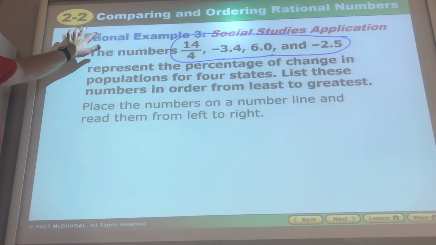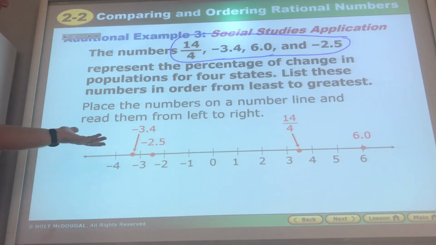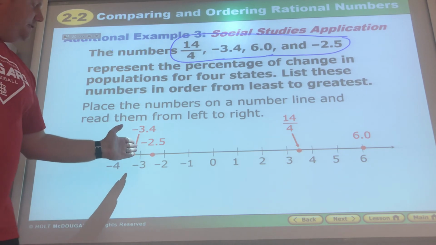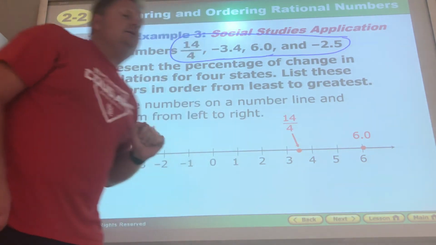All right? They like to place them on a number line. Maybe that will help you. All right? But I think you're smart enough to not have to do that. All right? Placed on the number line. That's the furthest left. That's the furthest right. That's least to greatest. Okay.